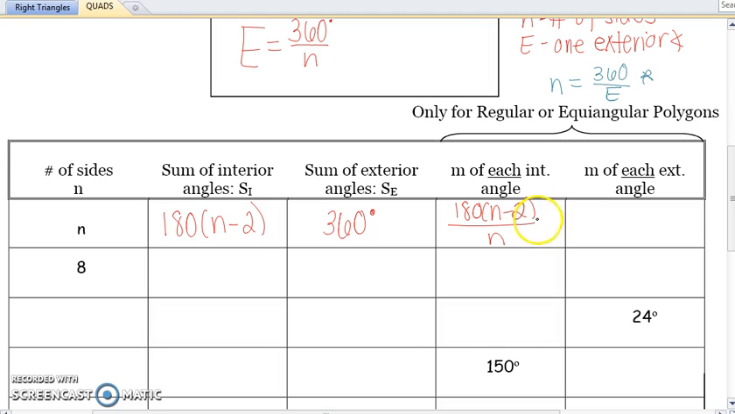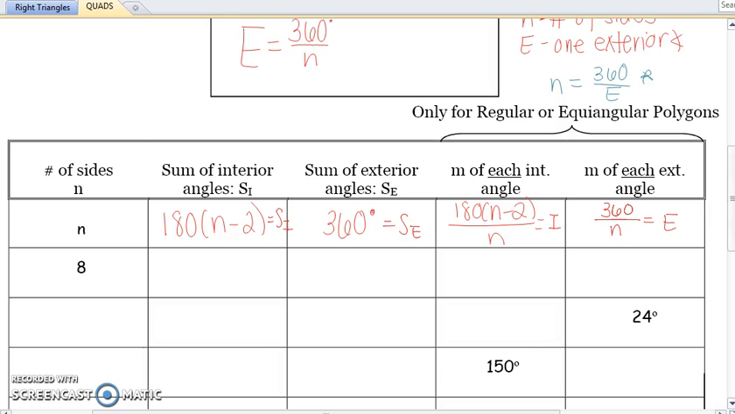What I'm also going to do is set it equal to what we know, which is just each interior angle, which is I. Measure of each exterior angle, we're going to use 360 divided by N, and that's one exterior angle. I'm also going to put what they're equal to over here as well, just so we're very clear.